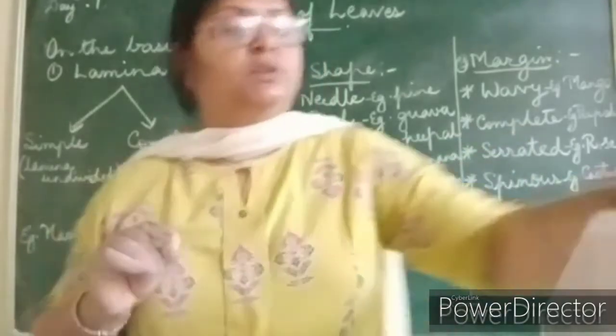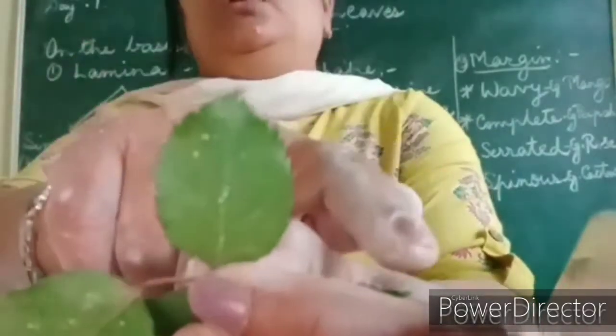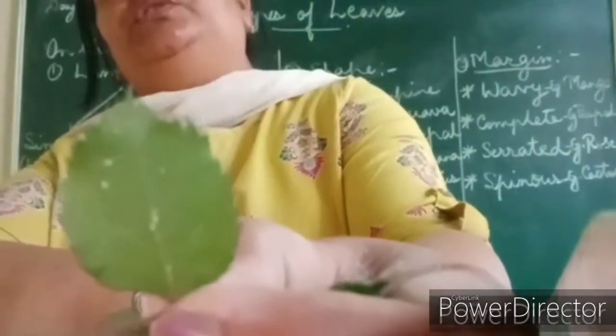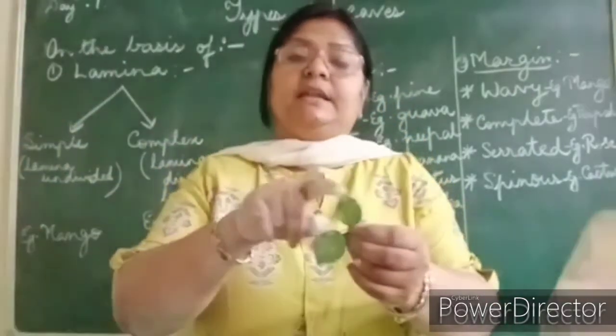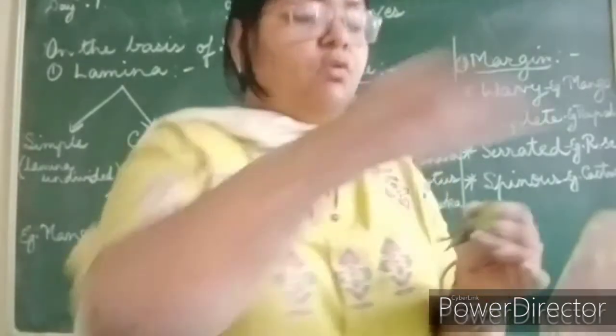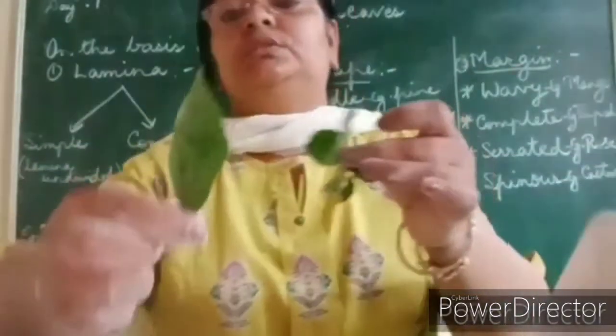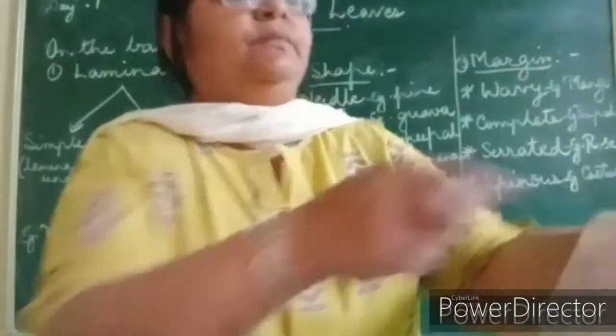Serrated means toothed. You'll find small teeth-like structures, and the margin is not regular. You can see the small teeth-like structures on the outer edge, the margin of the leaf. So this is a serrated margin found in a rose plant or in a China rose plant. These leaves have serrated margins.